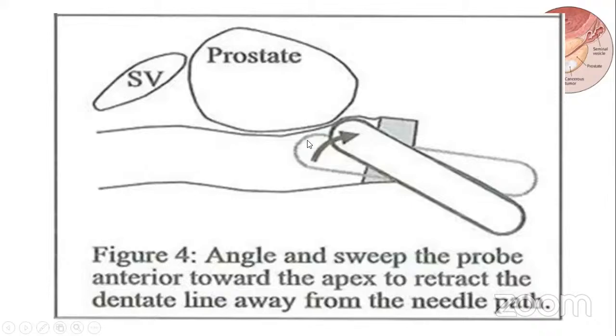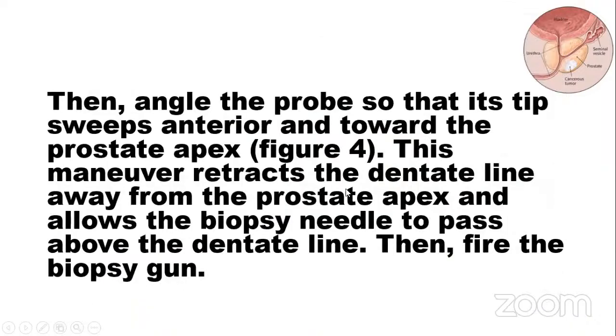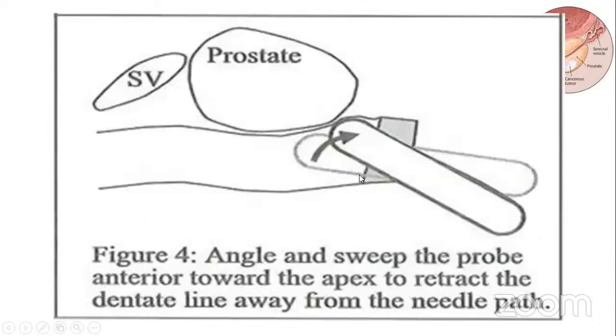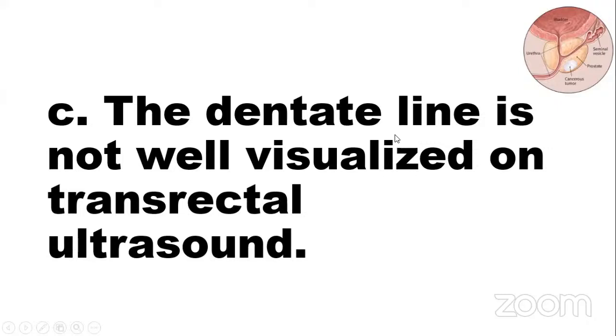As you see here, this is the angle, and sweep the probe anterior toward the apex to retract the dentate line away from the prostate, and then fire the needle gun and take the biopsy. The dentate line is not well visualized on transrectal ultrasound.